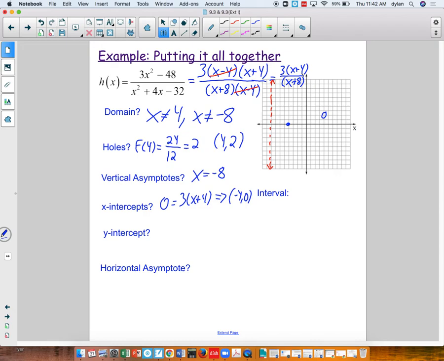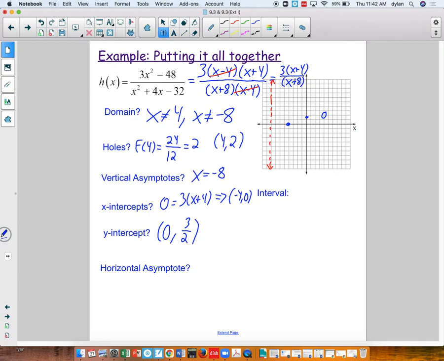And then we have a y-intercept when we plug in 0 for x. And if you do that into the final factored version, you would see that you have 3 times 4, which is 12, over 8. So in other words, we would have a y-intercept at 12 over 8, or in other words, 3 halves. So we're going to plot that on here as well. So we've got our y-intercept right there.